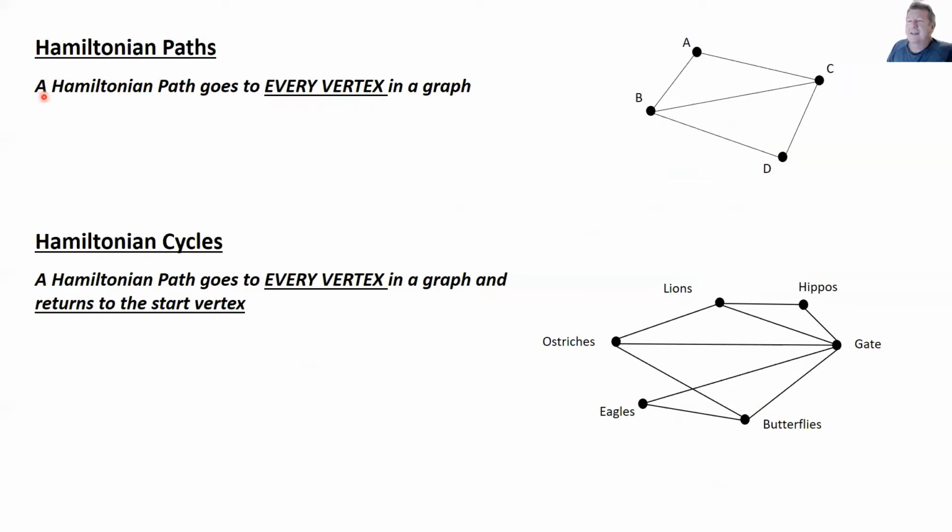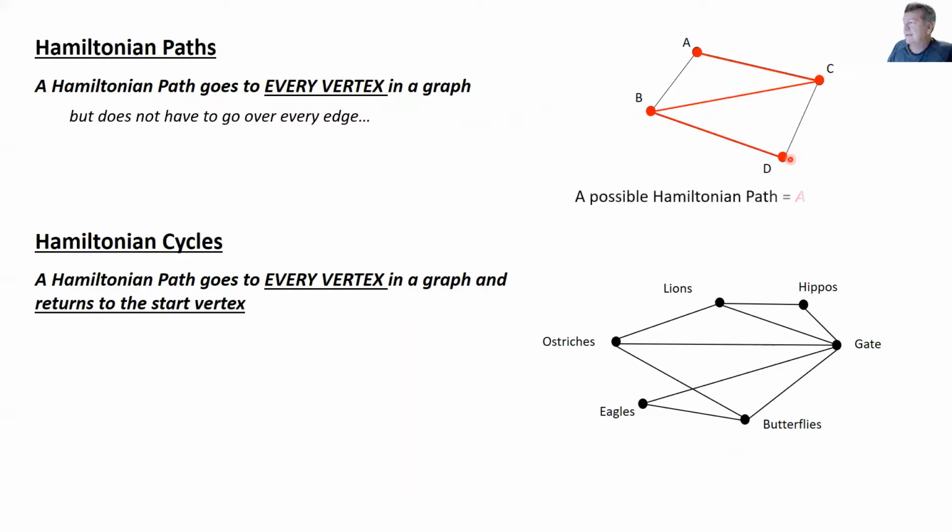All right, there's good news and bad news about Hamilton. Hamiltonian paths go to every vertex in the graph. The good news is you don't have to go over every edge. So if I started at A, I could just go to C, go to B, go to D. I've gone to every vertex. That's a Hamiltonian path: A, C, B, D.